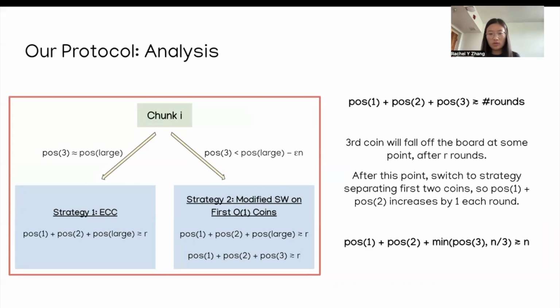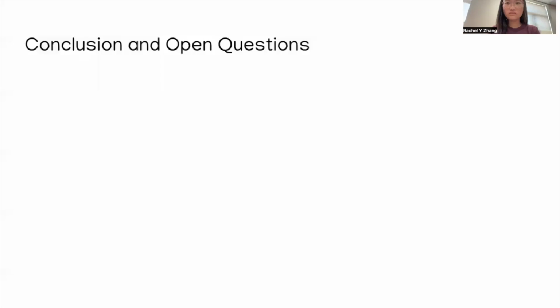And so then we have the following equation: the position of coin 1 plus the position of coin 2 plus the minimum of the position of coin 3 and n over 3 is at least n. This means that only 1 coin can stay on the board as before. And I think that's it.